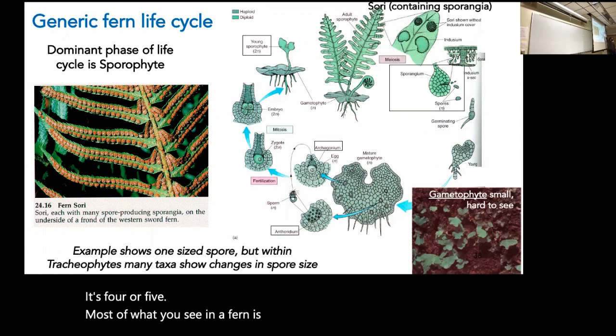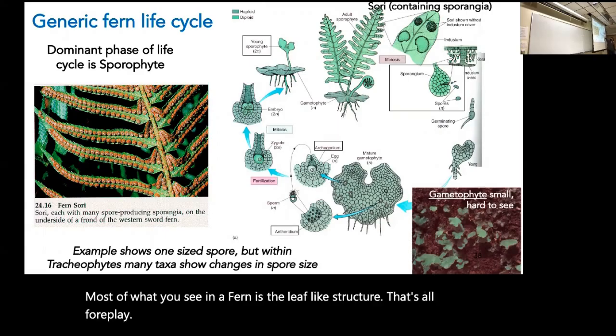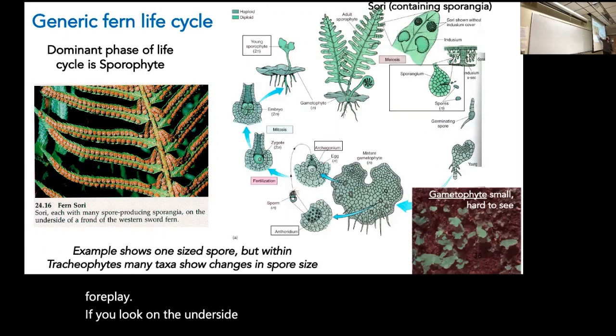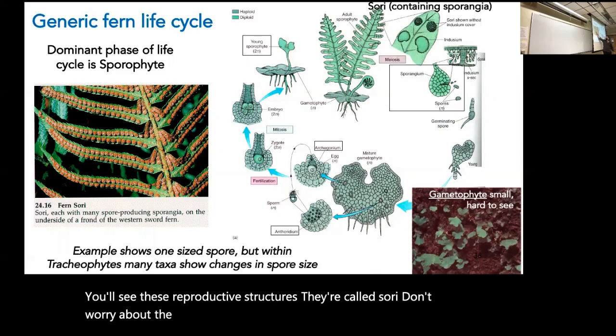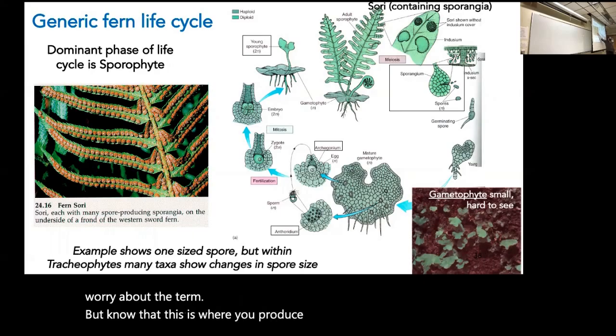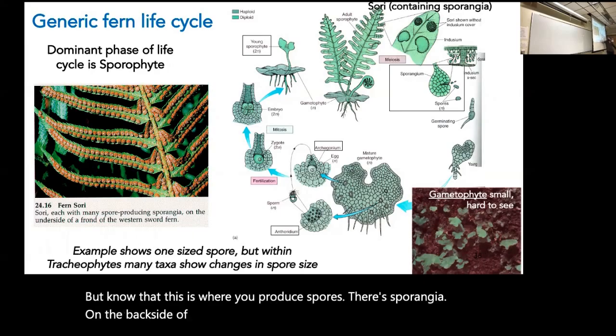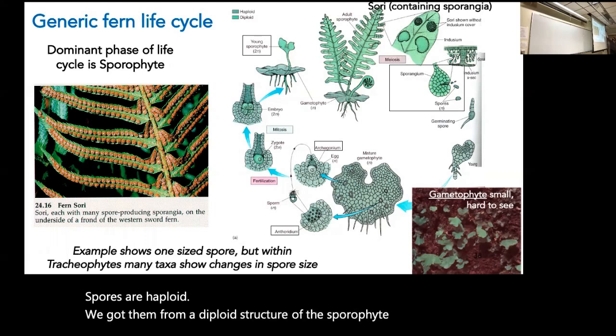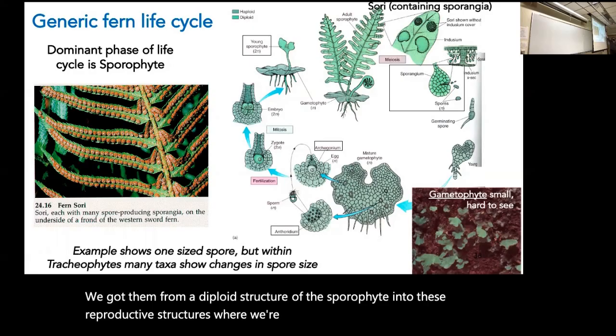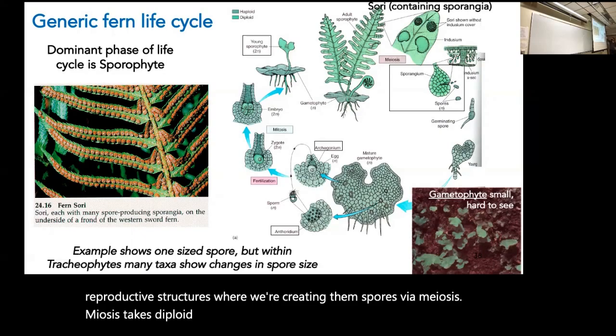The leaf-like structure, that's all sporophyte. If you look on the underside of the fern, you'll see these reproductive structures called sori. Don't worry about the term, but know that this is where you produce spores. They're sporangia. On the backside of the fern, spores are produced. Spores are haploid. We go from a diploid structure known as a sporophyte into these reproductive structures, where we create spores via meiosis. Meiosis takes diploid cells and creates haploid cells, or spores.